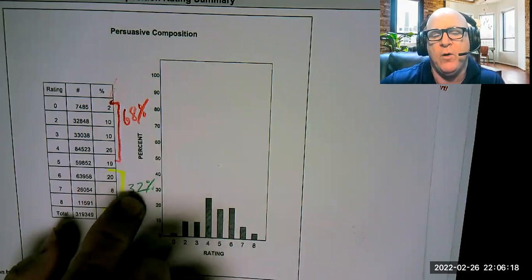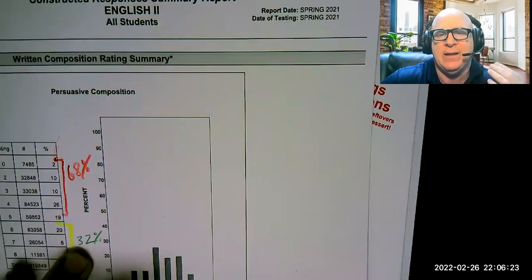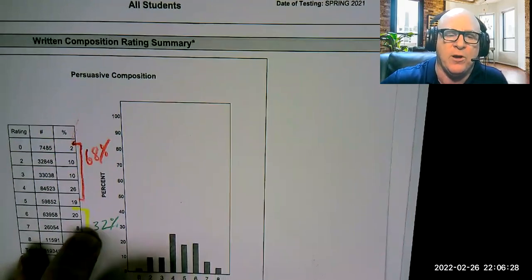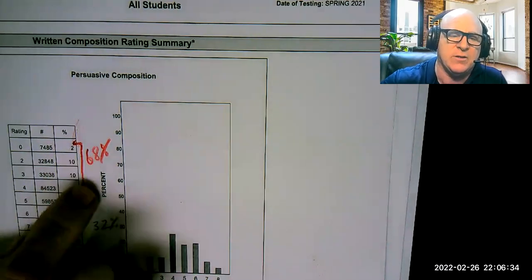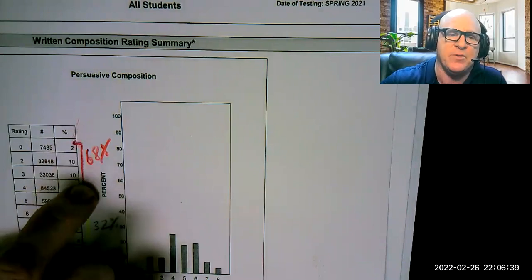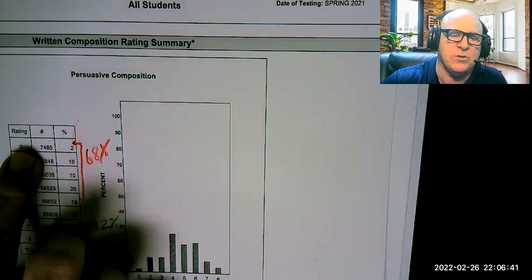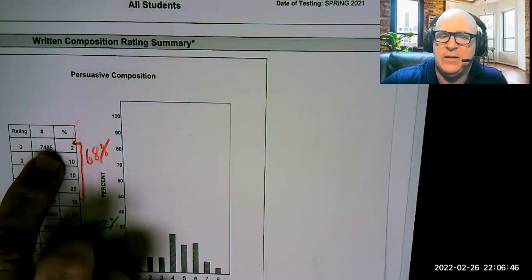So 32%, meaning only about a third of the students who took the expository last year in April got one of those 3 highest possible scores. So when you subtract 32% from 100, that means that 68% did not. 7,485 kids did not respond to the prompt or broke one of the other 8 ways that you can get a 0.